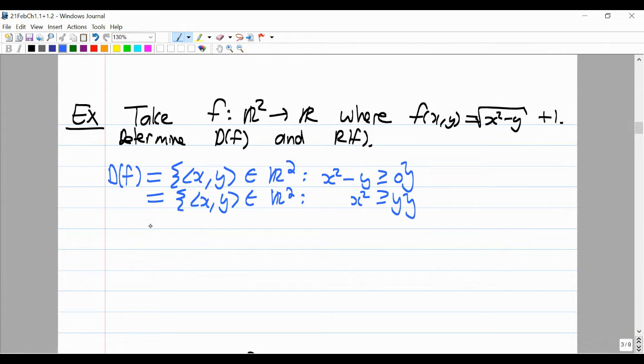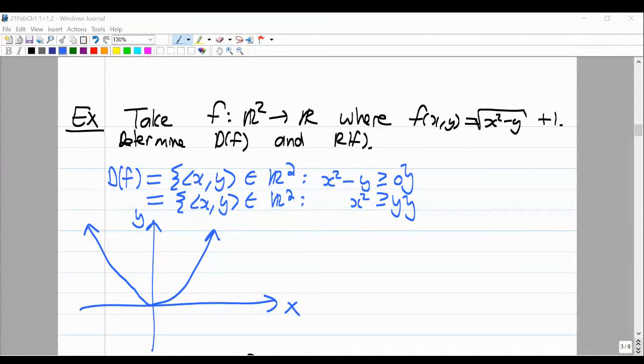So that's the x-axis. That's the y-axis. So we want all the 2D vectors x, y where x squared is greater or equal to y. So I'm going to draw the parabola. This is the parabola y equal to x squared. But now I want to know from you, we have the domain in set notation, and make sure you know set notation well. So if you draw it, is it the points below the parabola or above?